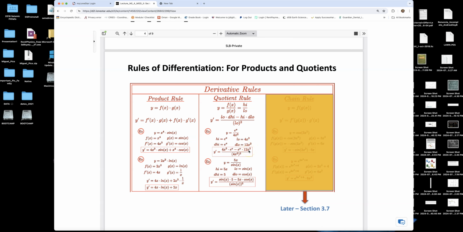Okay? Well, this is section 3.4. I don't have anything else to tell you. The rest is to do all the exercises that you have in your homework, that you're going to find in your notes, and so on.